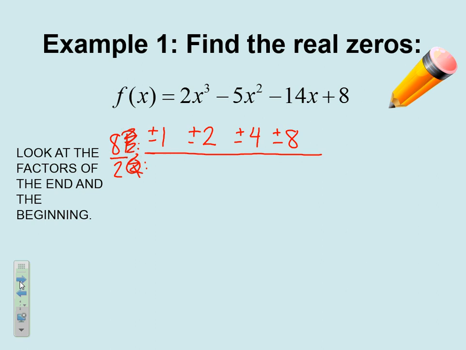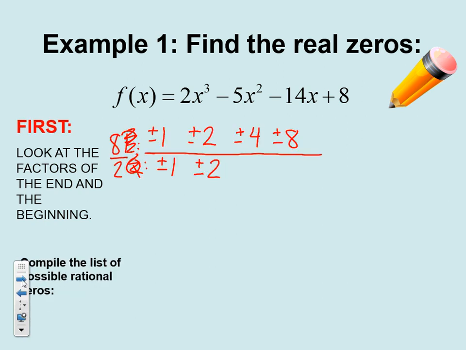We do the same thing for the 2 on the bottom. 2, what are its factors? 1 times 2 makes 2, and that's pretty much it. So positive 1, negative 1, positive 2, negative 2. So the factors of 8 and 2 get written out in the P over Q sort of format. And then we go ahead and simplify. This is what we do first. Then we simplify what we have written here to compile the list of possible rational zeros.